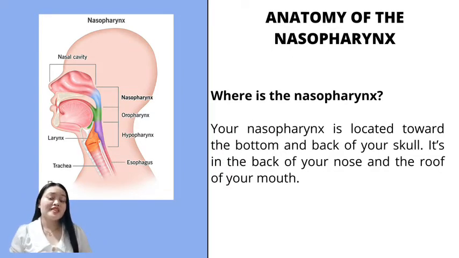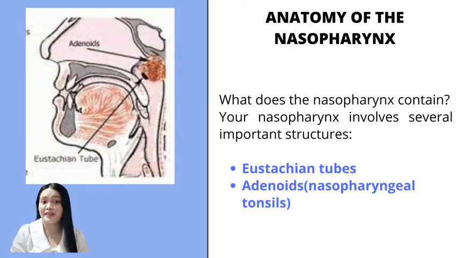So where is your nasopharynx located? Your nasopharynx is located toward the bottom and back of your skull. It's in the back of your nose and the roof of your mouth. The top of your nasopharynx connects to your nasal cavity. The bottom connects to your oropharynx or the middle throat, leading to your hypopharynx or the lower throat, trachea, and eventually the lungs.